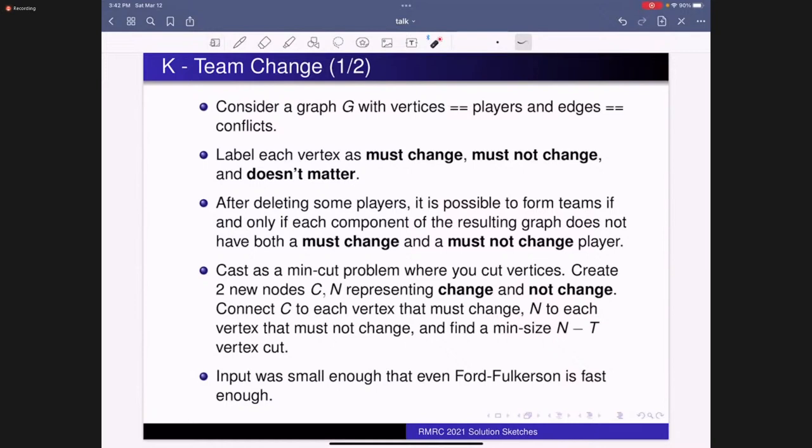So they will both change teams or they will both not change teams in a valid team formation. So again, after deleting some players/nodes, you can form teams if and only if each component doesn't have both a must change node and a must not change node. And at this point, it's a classic minimum vertex cut problem in a graph, which you can solve with flow. And we set the bounds so that even the simplest of flow algorithms would be fast enough for this problem, because we were more concerned about you seeing it as a flow problem than worrying about whether you're using a fast enough flow algorithm.